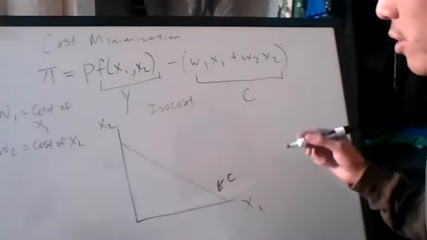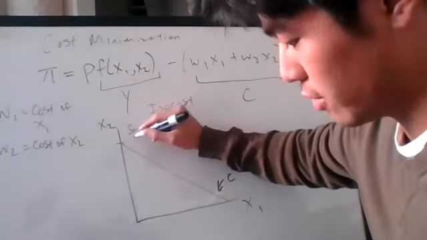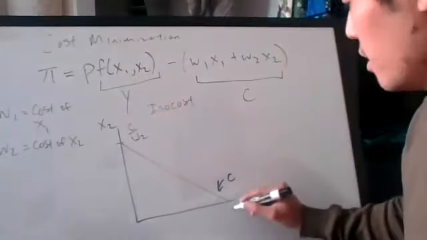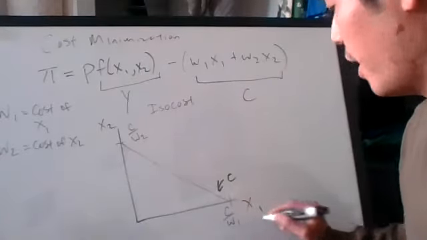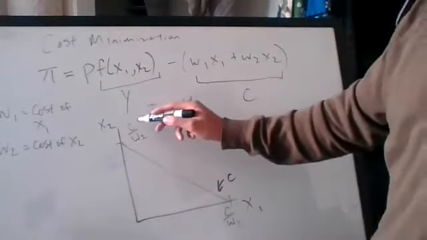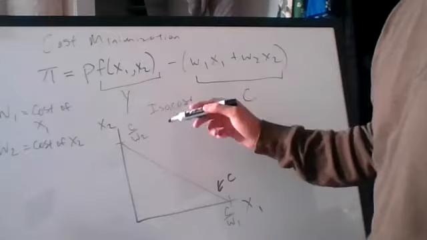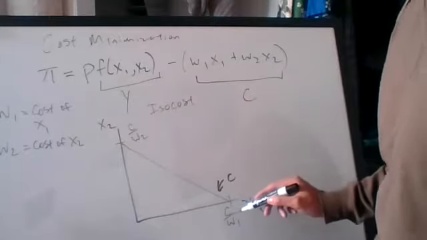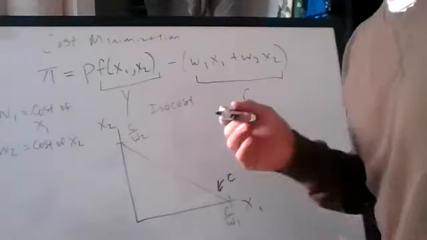And if you guys are wondering what the axes are, right? This is going to be C over W2, right? And this is going to be C over W1, right? And you guys can kind of see how this was M over P2 in the case of the budget constraint, and this was M over P1, right? So a lot of this has a lot of different overlap.